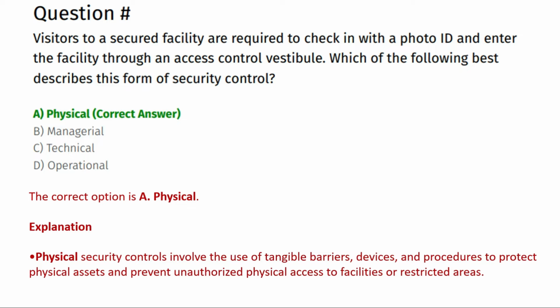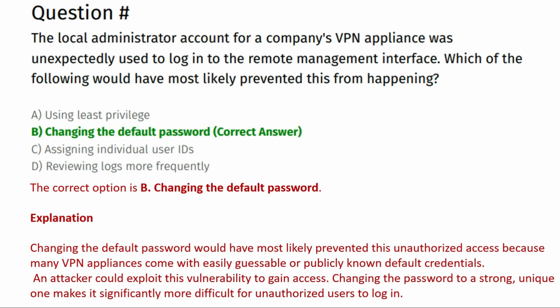So let's move to the next question. The next question is: the local administrator account for a company's VPN appliance was unexpectedly used to log in to the remote management interface. Which of the following would have most likely prevented this from happening? Option A, using least privilege; option B, changing the default password; option C, assigning individuals user IDs; option D, reviewing logs more frequently. And the correct answer for this question is option B, changing the default password.